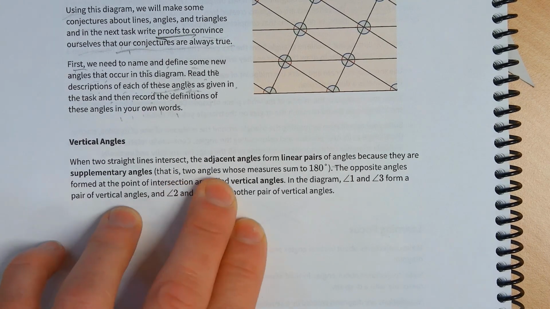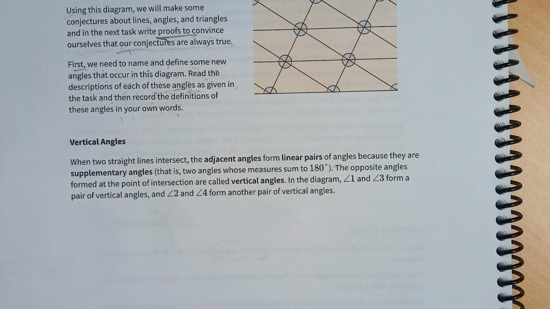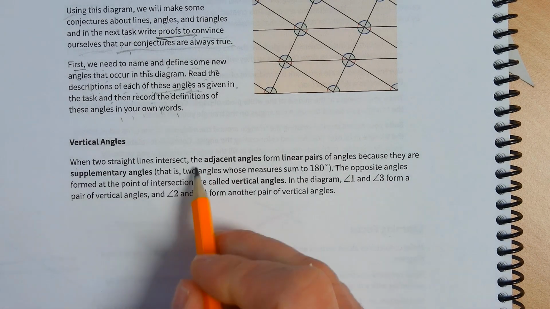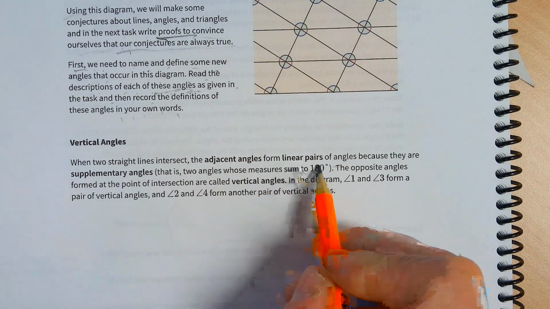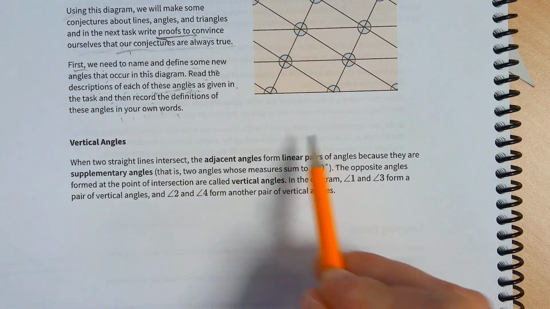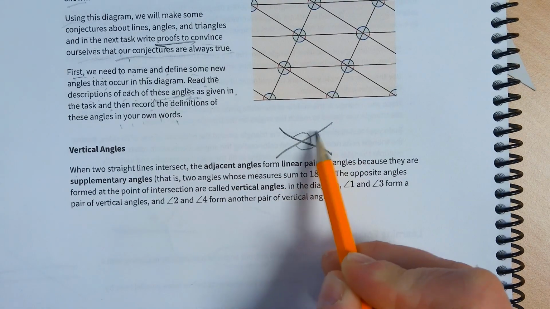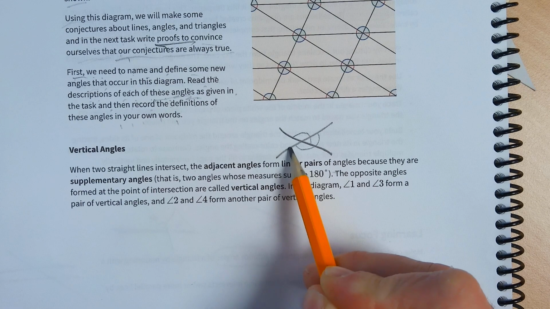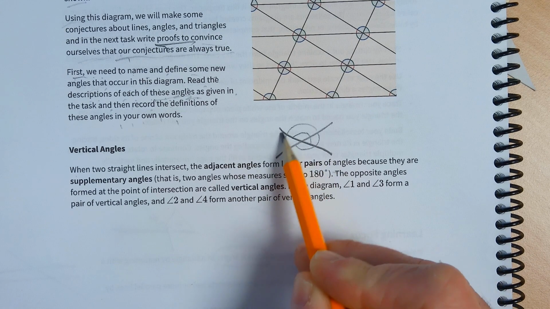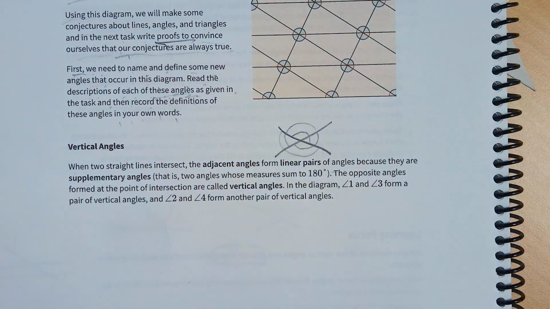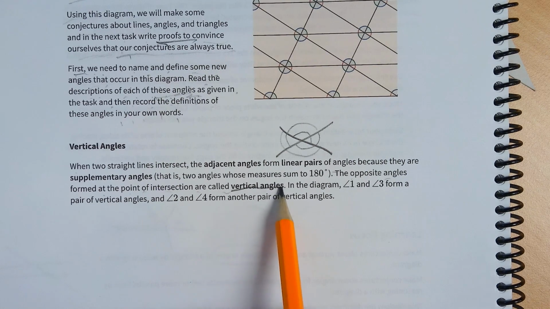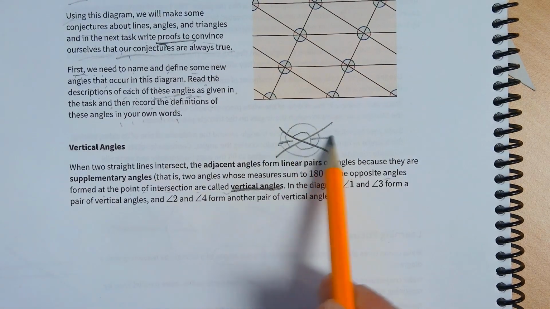That is two angles whose measures sum to 180 degrees. What? When two straight lines intersect, the adjacent angles form linear pairs. Oh yeah, linear pairs. So they're saying these are a linear pair, these are a linear pair, these are a linear pair. Did I get them all? These are a linear pair. So lots of linear pairs. But the opposite angles formed at the point of intersection are called vertical angles. There we go. The opposite ones are the vertical angles.